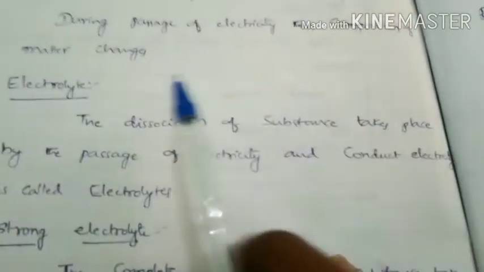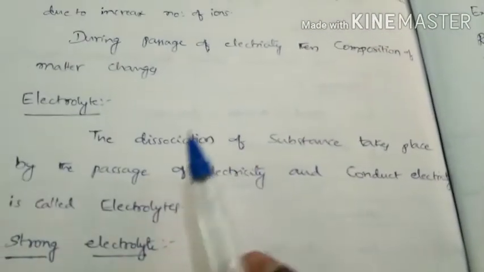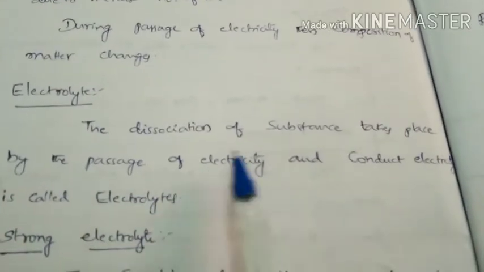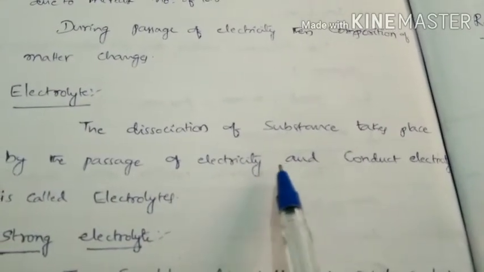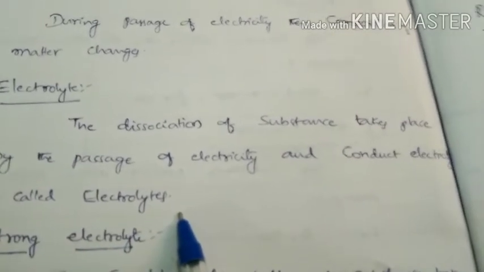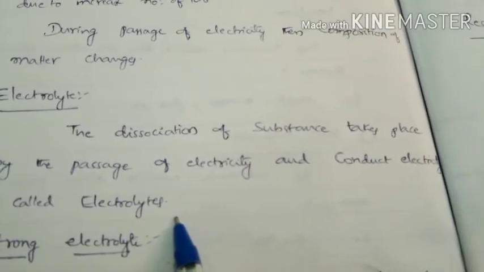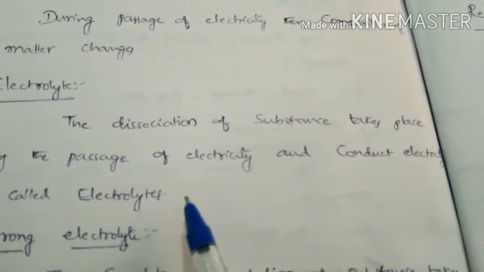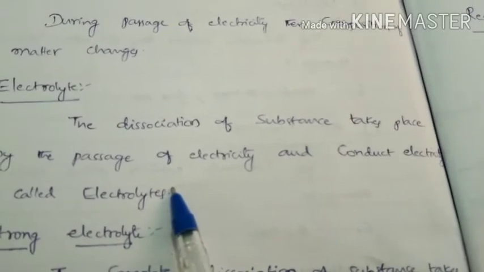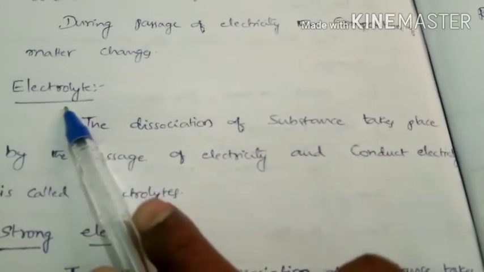Next one, electrolyte. Electrolyte means a substance whose dissociation takes place by the passage of electricity, and which conducts electricity, is called an electrolyte. For example, take aqueous NaCl. If you pass electricity through aqueous NaCl, then that aqueous NaCl exhibits conductivity, so aqueous NaCl is considered an electrolyte.